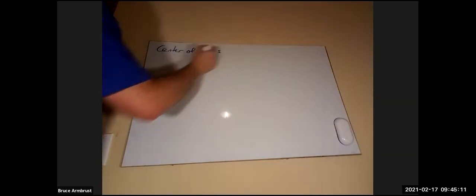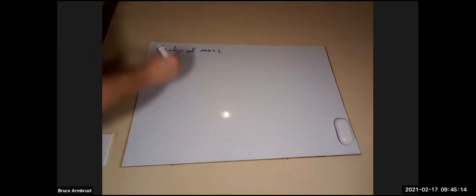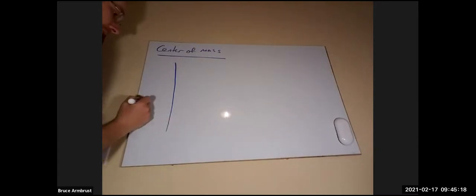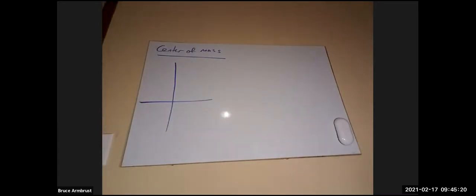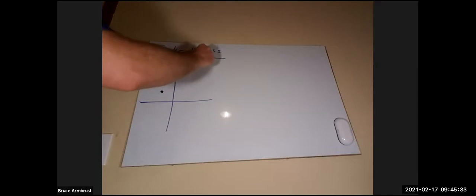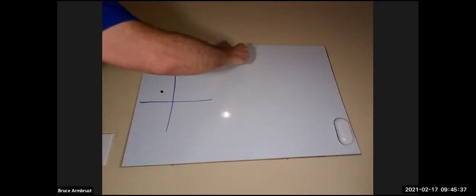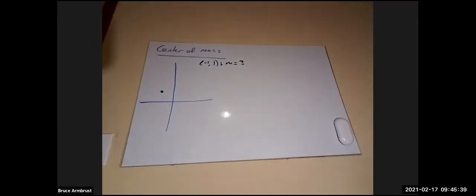If we had, say, particles that are in the plane instead of just on an axis. All right, so here's a plane, and suppose I gave you 3 point masses. So we've got one of them here at -1, 1. And that one that's at -1, 1, let's say that its mass is 3. We're going to go metric, so 3 kilograms.